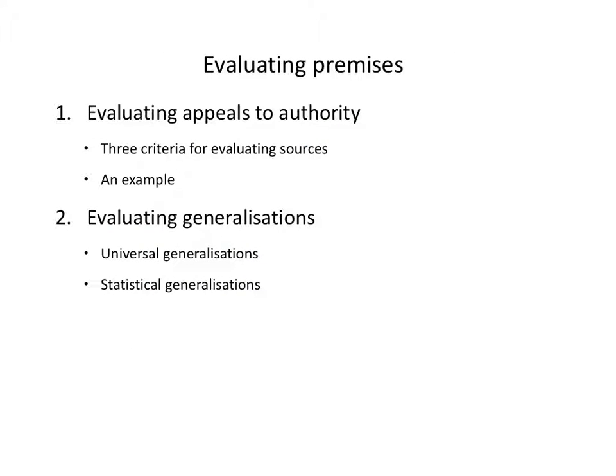What we'll be doing today is looking just at evaluating premises which are backed up by some kind of appeal to an authority, by which I mean either an expert or an eyewitness observation, and premises which make general claims, generalisations. We'll be looking at criteria you can use to evaluate the reliability of experts and witnesses. We'll look at an example. And then moving on to generalisations, we'll talk about universal generalisations and counterexamples and statistical generalisations. Now, if this word statistical makes you want to run away and scream, don't worry, we're not going to be doing any formal statistics or mathematics.